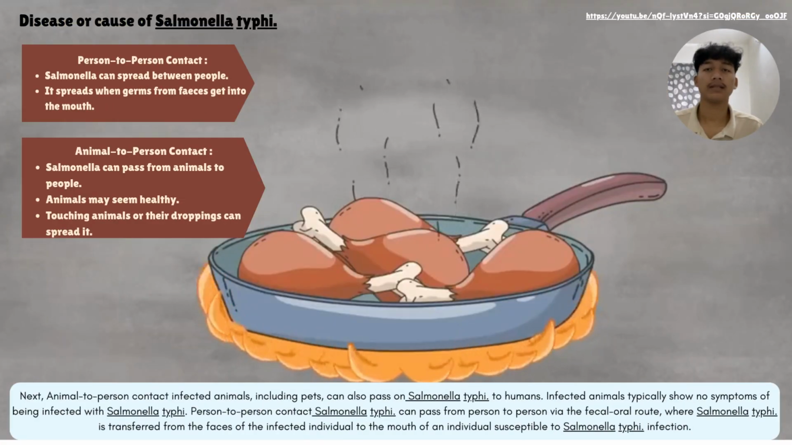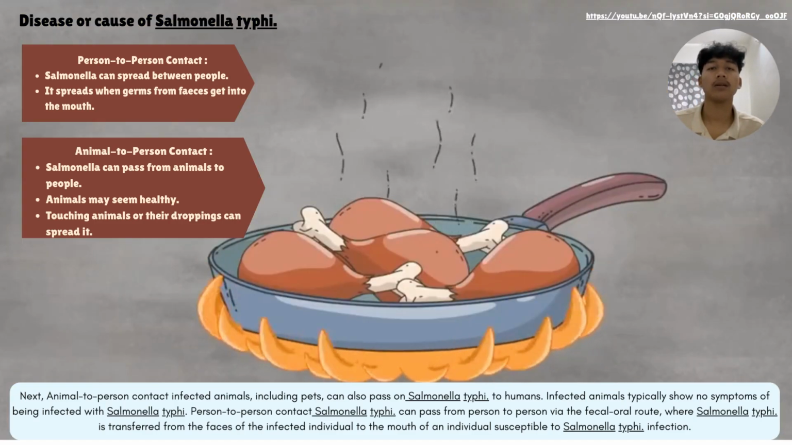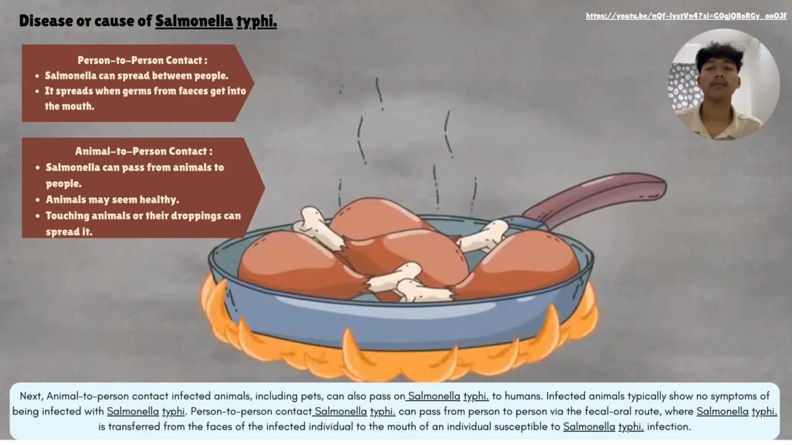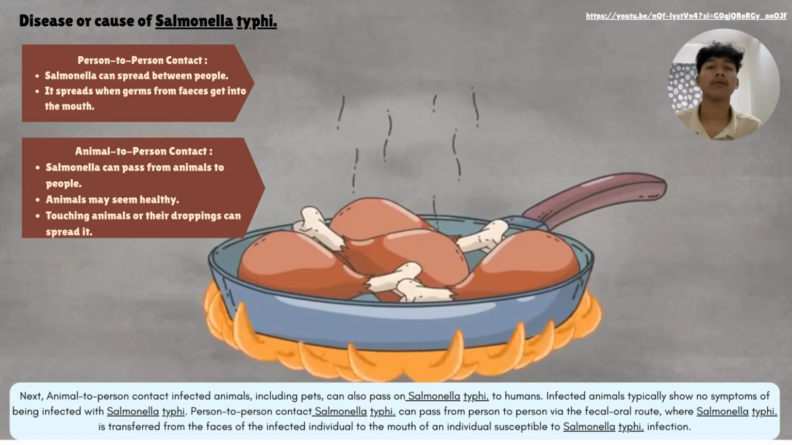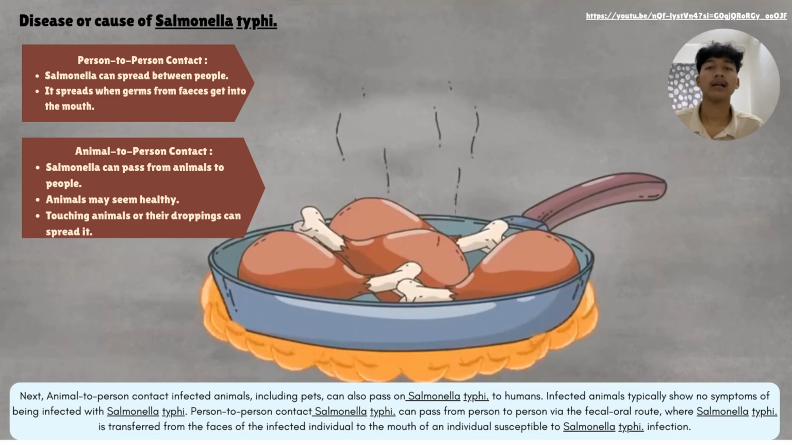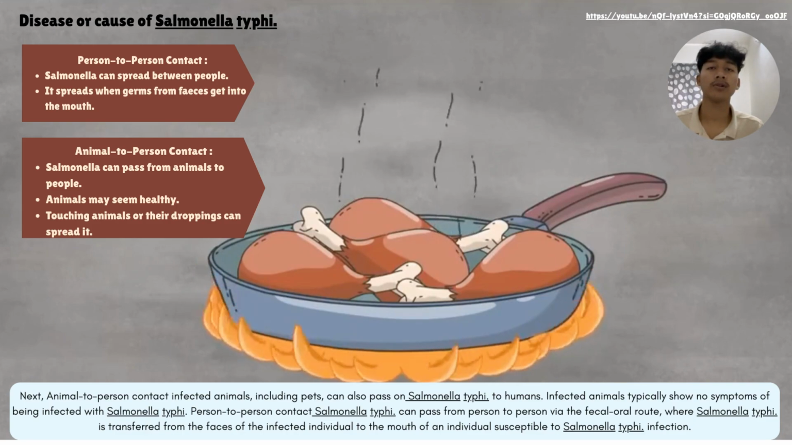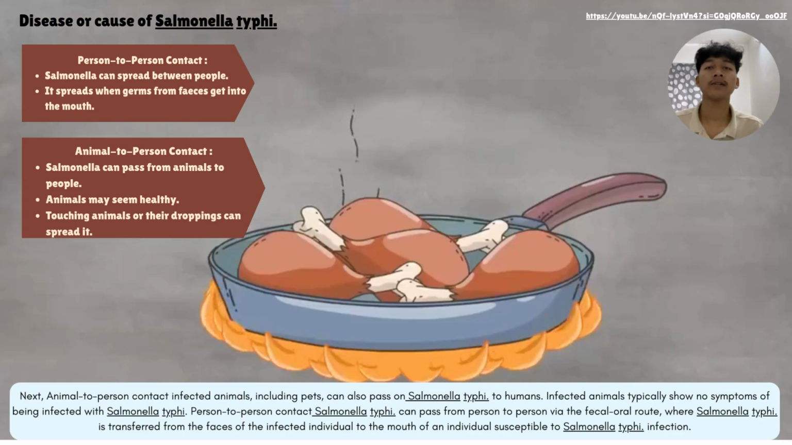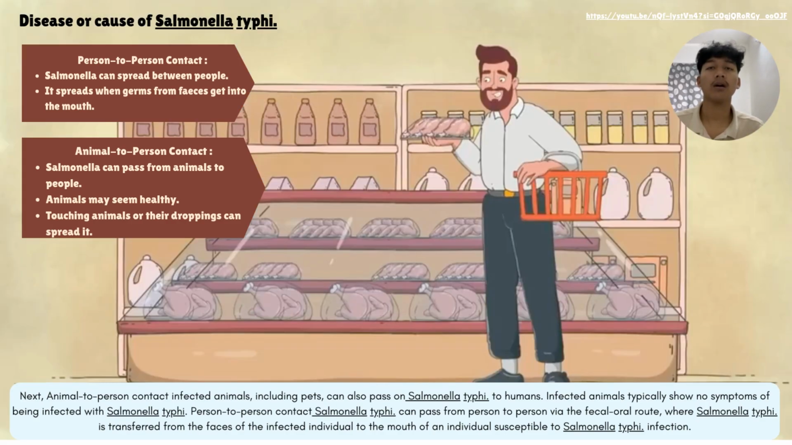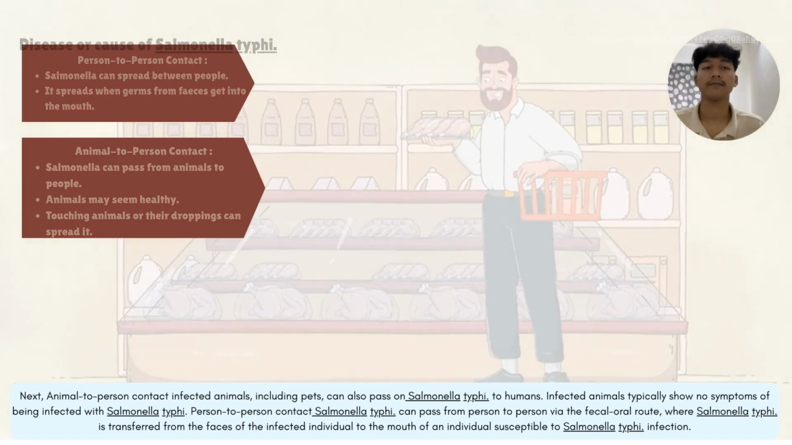Next, animal to person. Contact with an infected animal, including pets, can also pass on Salmonella to humans. Infected animals typically show no symptoms of being infected with Salmonella. Fourth, person-to-person contact. Salmonella can pass from person to person via the fecal-oral route, where Salmonella is transferred from the feces of the infected individual to the mouth of individuals susceptible to Salmonella infection.